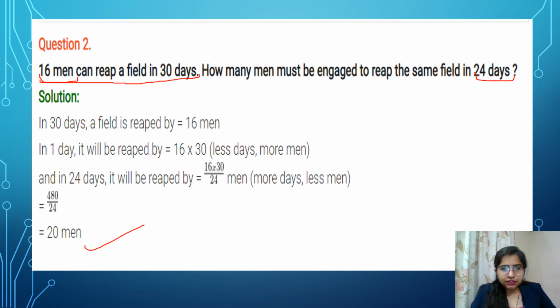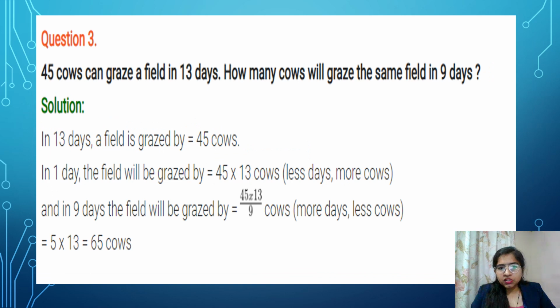Let's clean this first of all. Then next slide. Question number 3 is this, students. You can see it is the same: 45 cows can graze in 13 days. So 1 cow will be 45 into 13. It is the same only. You should try. If you find any difficulty, you can see this screen, this slide.